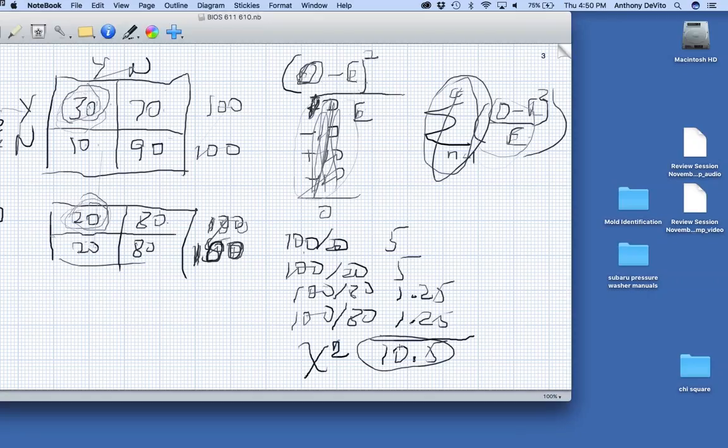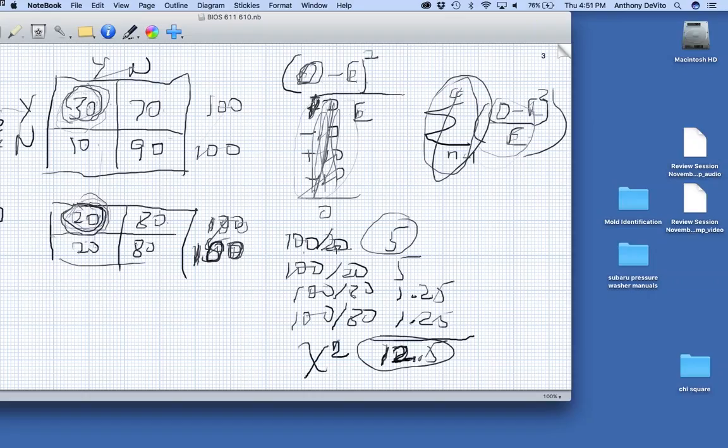Isn't it? I'm sorry, 12. Excuse me. You're right, 12.5. I'll show you again. I take 30, the observed, minus the expected is 20. Square it, that's 100, and divide by the expected value, 20. And that's where that 5 came from.